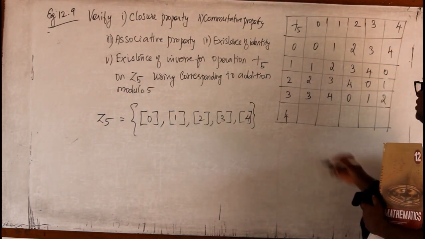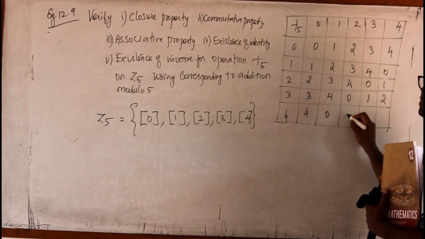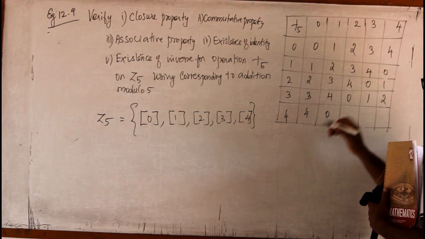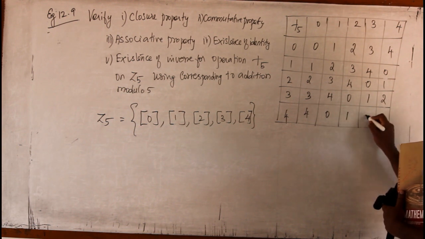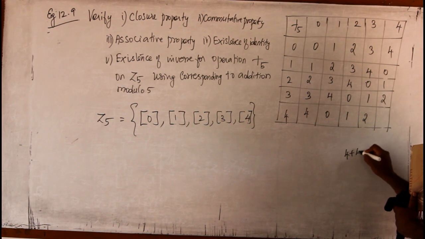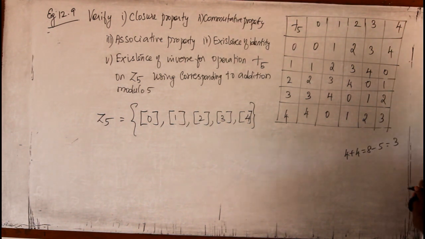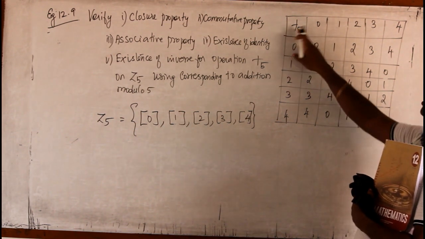Similarly, 4 plus 0, 4. 4 plus 1, 5. So if you remove 5, 0. 4 plus 2, 6. If we remove 5, it will become 1. 4 plus 3, 7. Remove 5, 2. 4 plus 4, 8. Remove 5, you will get 3. So this is the answer. This is called addition modulo 5.